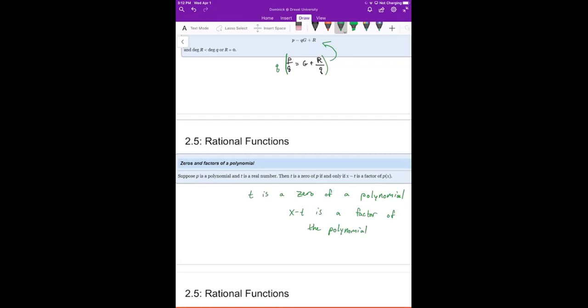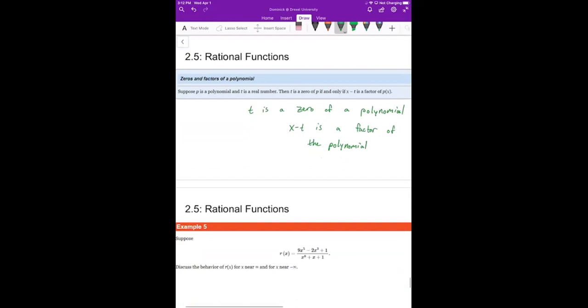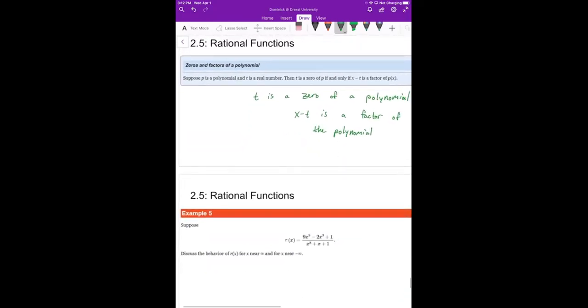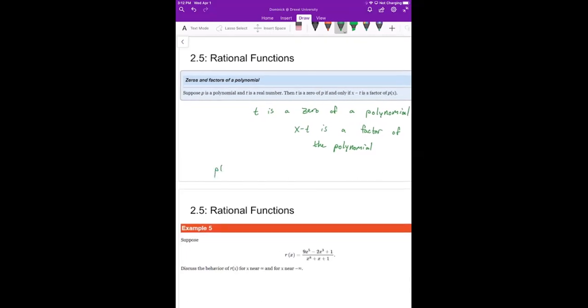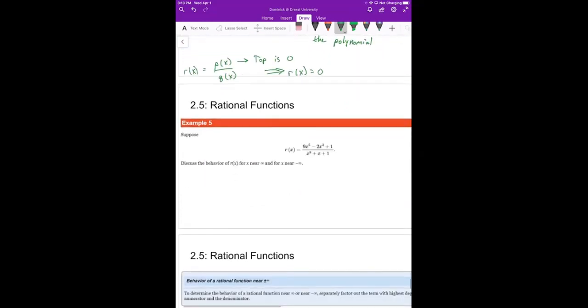Okay, so now we're going to see how that plays a role in our rational functions. One way you could think of this is that if you have p of x over q of x, and that's your r of x, if the top is 0, as long as the bottom is not 0, that allows you to say that r of x is 0. Because when is a fraction equal to 0? It's when the top is equal to 0. So that's the idea there.